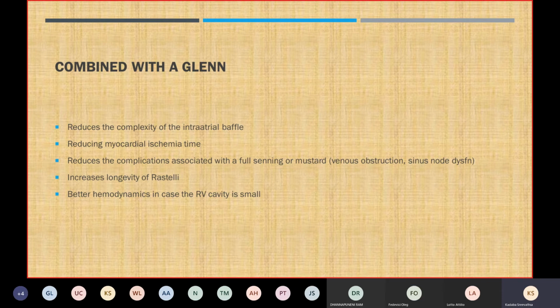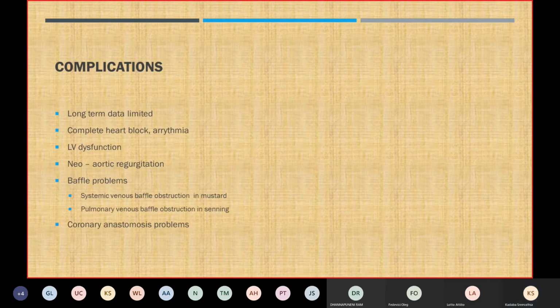Though of course it does not avoid the complication of stenosis, the volume of blood still reaching the pulmonary artery through this Rastelli or whatever conduit we have put will be better. And also there is less blood reaching the right ventricle, and hence the hemodynamics are much better as compared to a larger volume when both SVC and IVC blood is reaching the right ventricle, especially when the right ventricular cavity is small in a few patients.